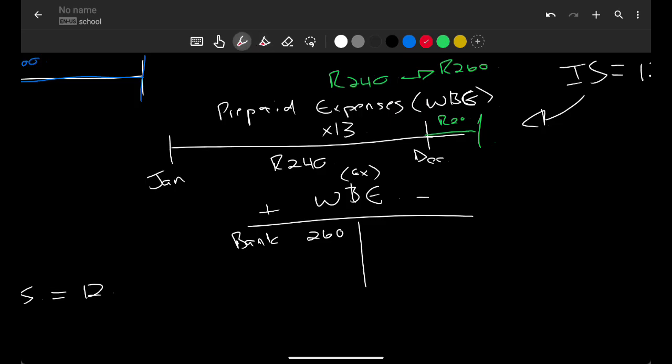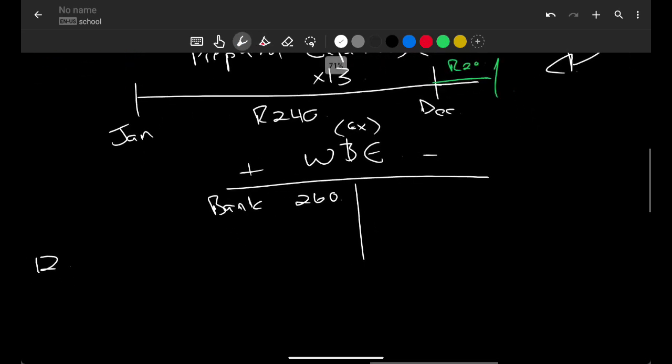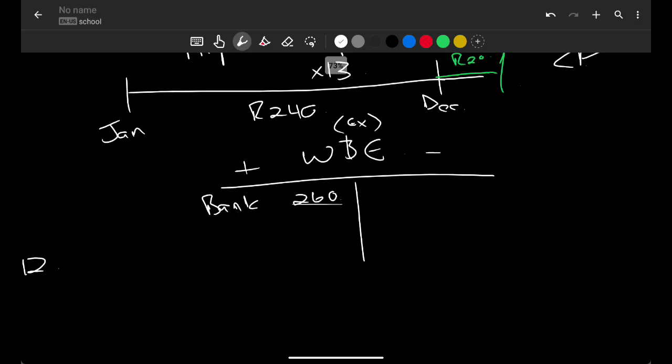So in this case, we're going to say this reflects 13 months, this amount of 260 Rand. So how do we take it out and make it 12 months? We're going to deduct it by saying prepaid expenses minus 20 Rand. So you're going to say 260 minus 20. That's going to give you a new total of 240.